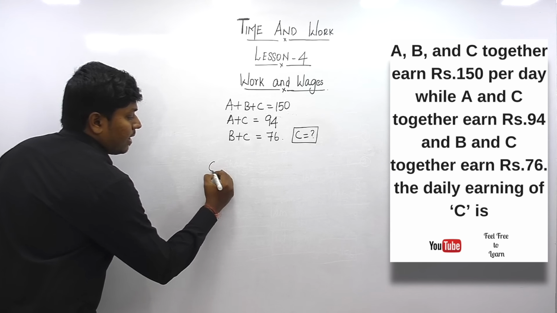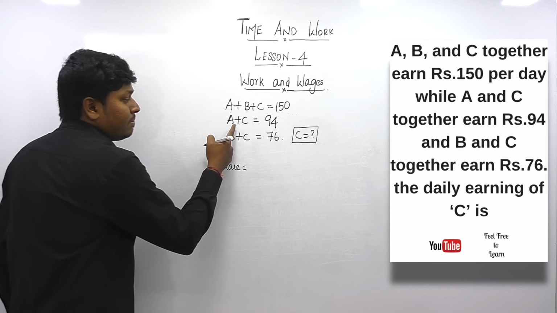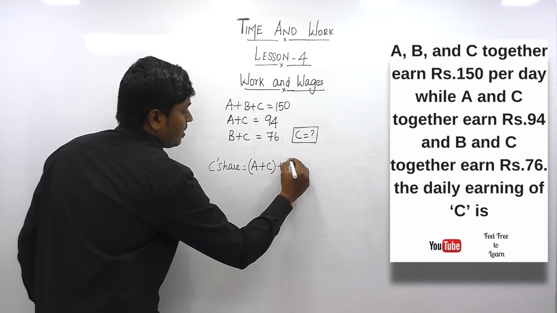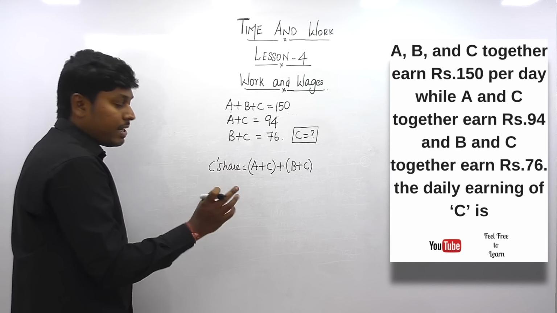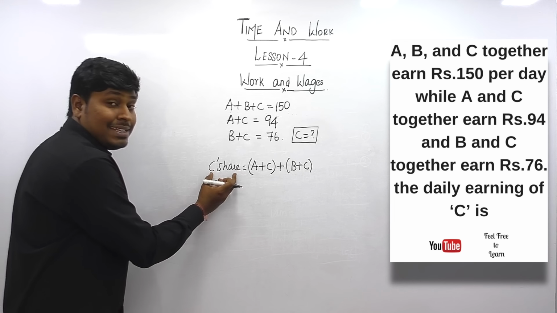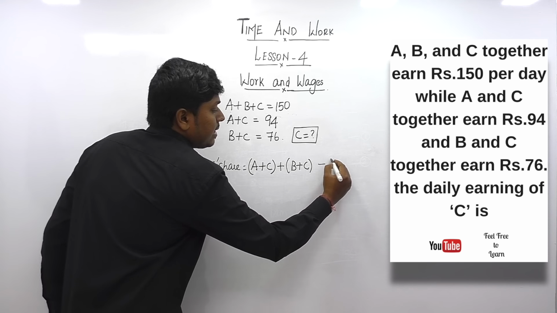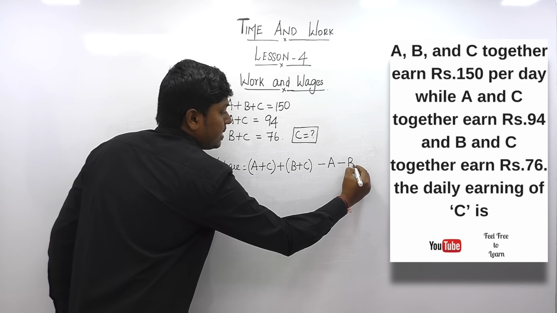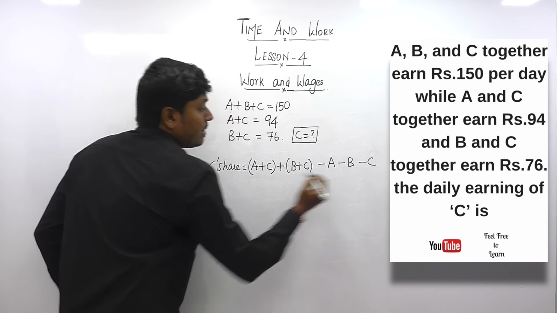Listen carefully. Our target is to find what is C's share, right? C share will be A plus B, A plus C. Listen here friends, most important, B plus C. So the given data is A plus C and B plus C, right? If we want to find only C's share, we need to eliminate A. So minus A. And also we need to eliminate B, minus B. And we have 2 times letter C, so 1 time we need to eliminate letter C.